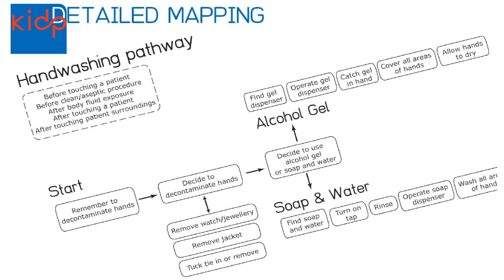So for example, in hand washing, if I just show you the previous map. 핸드워싱, 손 씻기에 대해서 보면요. The first step is remember to decontaminate your hands. 첫 번째는 내가 손을 씻어야지라고 생각하는 단계입니다. So in the failure mode and effects analysis, this scored 4 for severity.